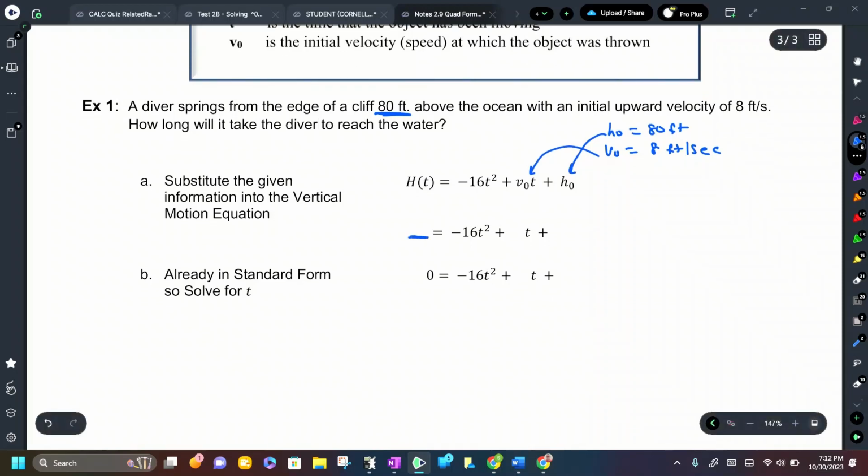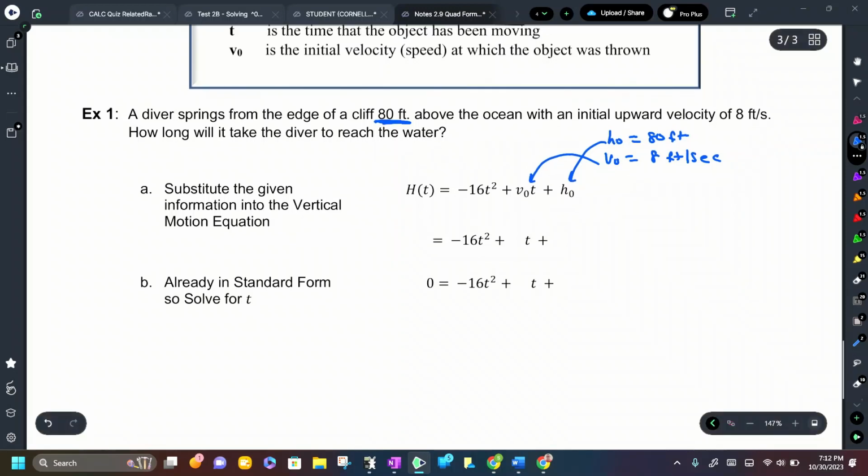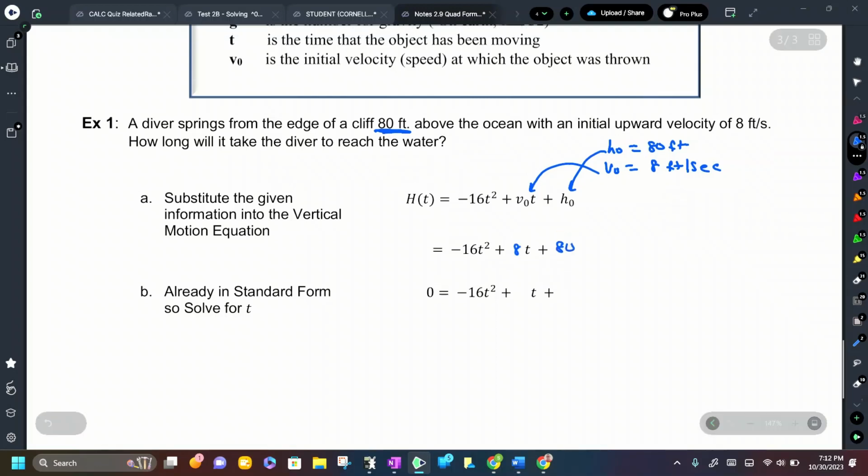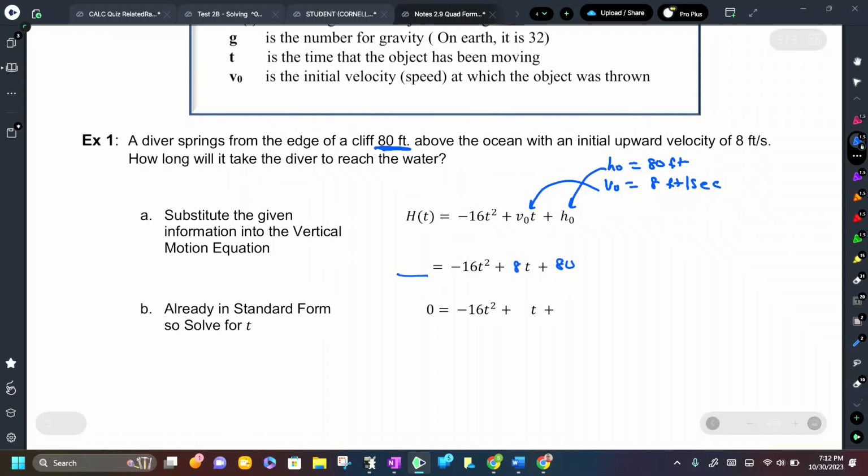We're trying to figure out what this h of t is, right? We need to think about this for a second too. So our v naught is 8 feet per second. We're not going to put units in there, no feet per second. And our h naught that we're adding, that's 80. Now, we're missing something right here, and we need to think about what that is.